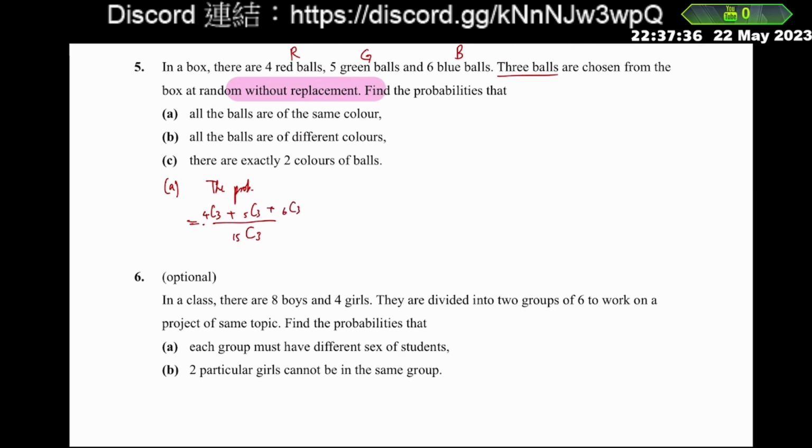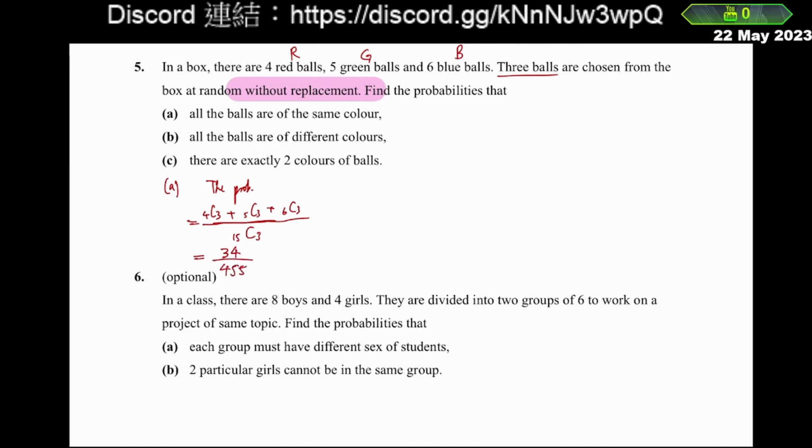So we add up all the different cases, a longer fraction line, and then we just press the calculator. So 4C3 is 4, 5C3, and then add 6C3, and then over 15C3. And so we have the answer. Okay, so it's 34/455.